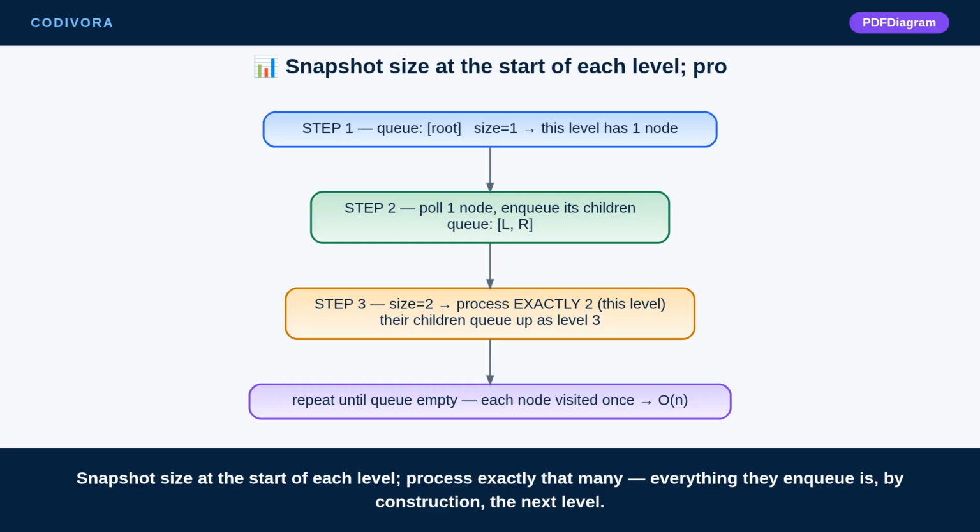Snapshot size at the start of each level. Process exactly that many. Everything they enqueue is, by construction, the next level.